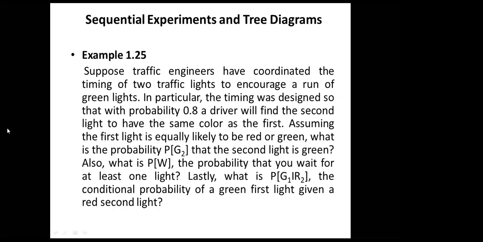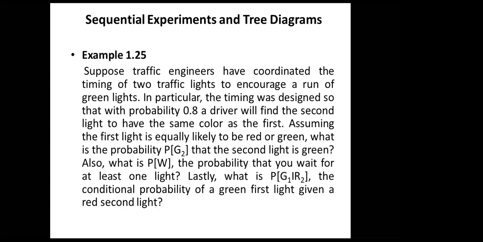What are they telling? There are two lights. This is one light, say for example, and this is another light. Actually, they are telling that there are two traffic lights to encourage a run of green lights. A run of green lights means that when the first one is green, the second one will also be encouraged to be green, so that people who get a green light directly can go directly.